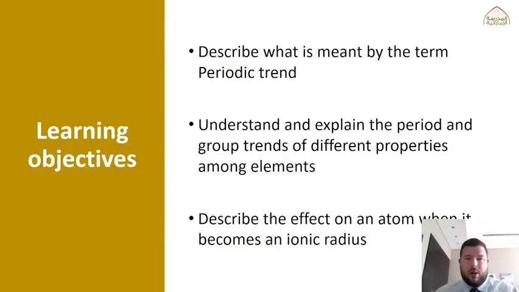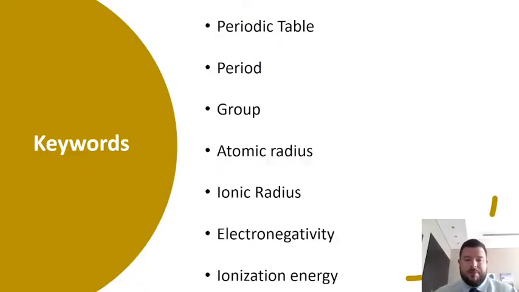Objectives for this lesson are as follows. We're going to describe what is meant by the term periodic trend. Then we're going to understand and explain the period and group trends of different properties among elements. We're going to look at 4 in particular. And finally, we're going to describe the effect on an atom when it becomes an ionic radius.